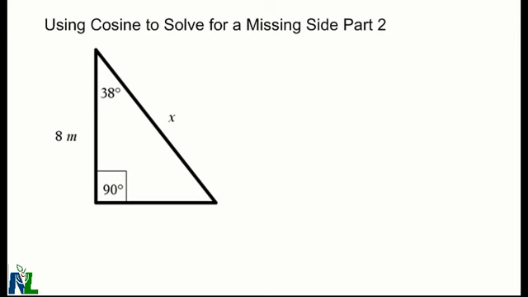Good day, everyone. In this video, we are going to use cosine to solve for a missing side. But before we write down the trig ratio for cosine, we are going to label our sides and correctly identify them so that we're sure that the cosine ratio is the correct one to use here.